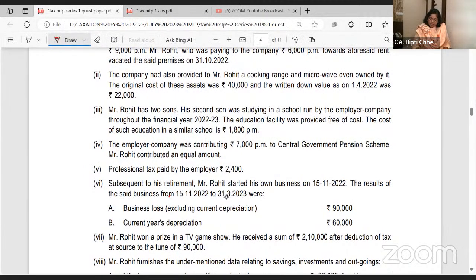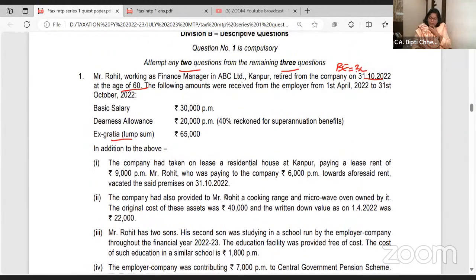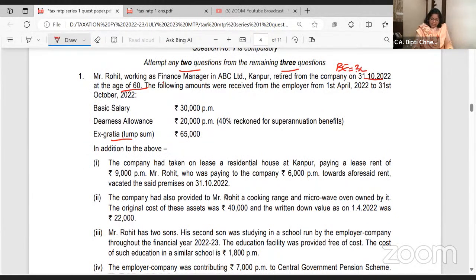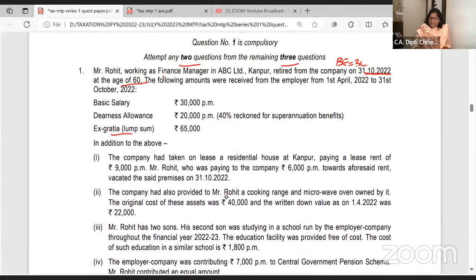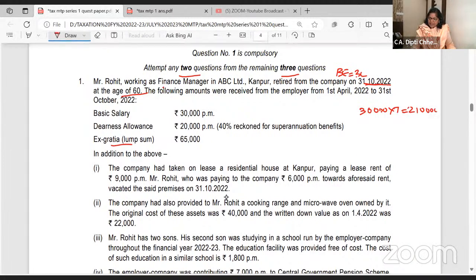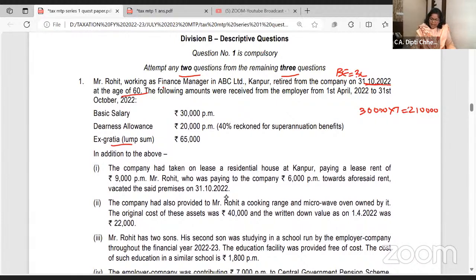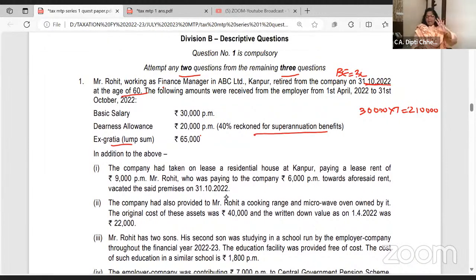Subsequent to this, Rohit started... One minute. Very important is that Rohit retired in October. Now, pitfall, dear students. It feels so bad when the whole problem is correct, but by mistake you take basic salary 30,000 into 12, whereas you have to take only till October: April, May, June, July, August, September, October. Over. 2,10,000 is your basic. And what is DA? 20,000. 40% you have to take for the retirement benefits.